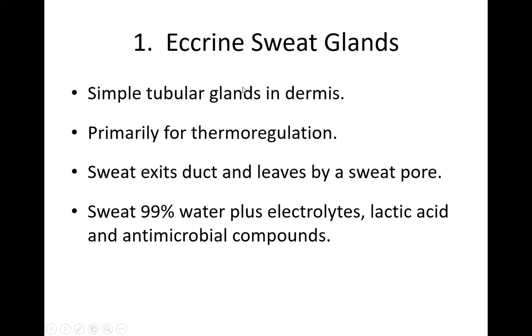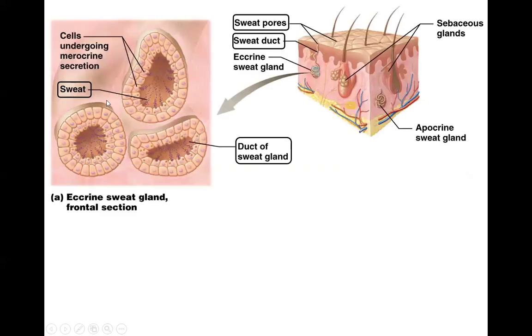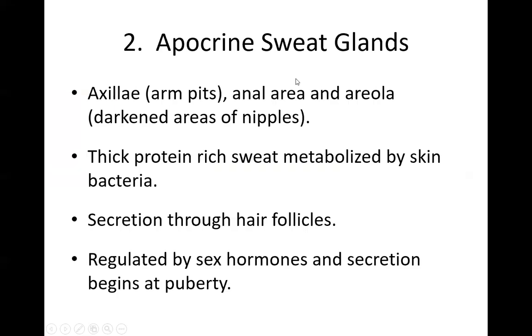The eccrine sweat glands are simple tubular glands in the dermis. They are primarily important for thermoregulation, and the sweat exits the duct and leaves by a sweat pore. The sweat is 99% water plus electrolytes, lactic acid, and antimicrobial compounds. That is from your eccrine sweat glands. You see, these are your eccrine sweat glands that are bursting out all of their sweat from their core into the lumen of the duct.